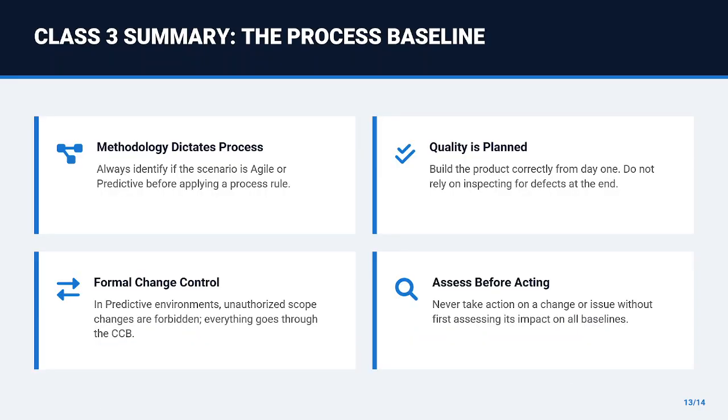Let's summarize the process baseline. First, your methodology dictates your process. Always identify the scenario, if the scenario is agile or predictive. Second, quality must be planned into the project from day one. Third, in predictive environments, unauthorized scope changes are forbidden. Everything goes through the CCB. And fourth, never take action on a change or issue without first assessing its impact on all baselines.